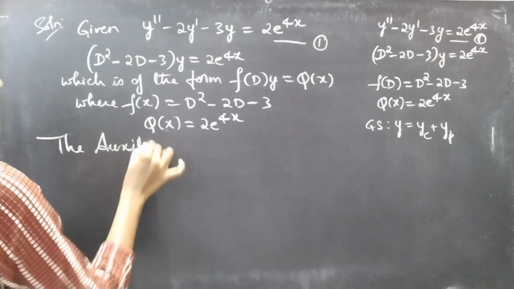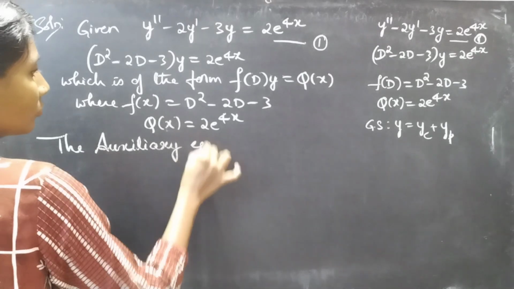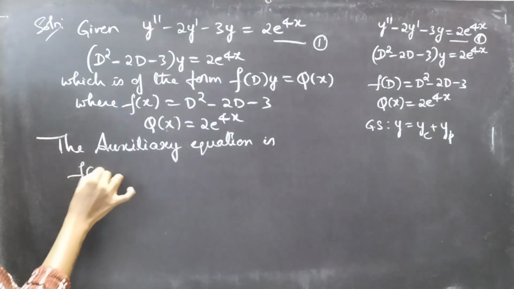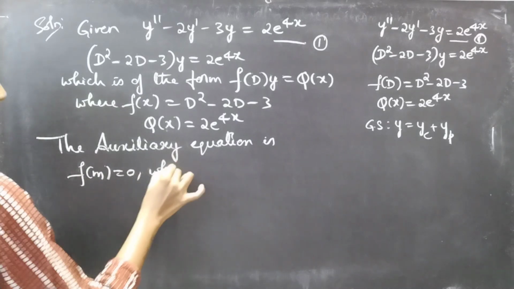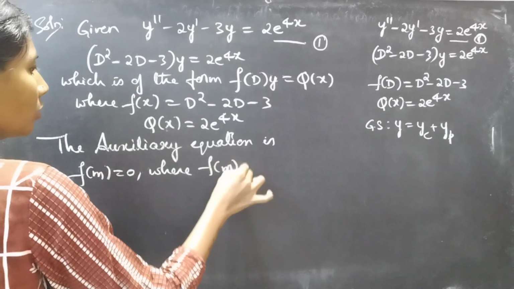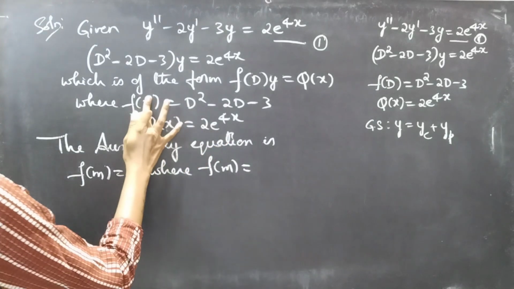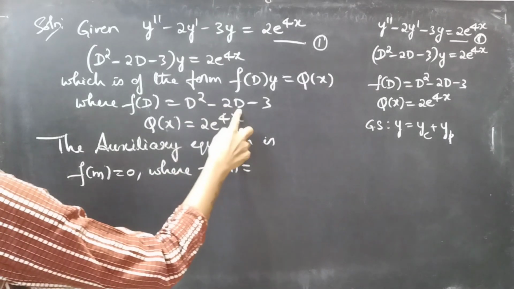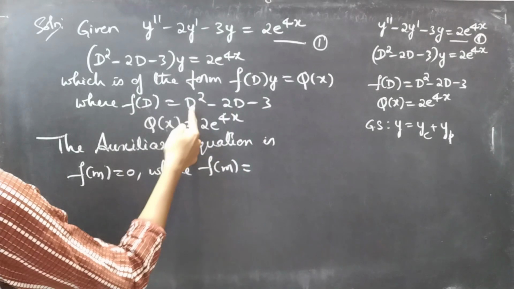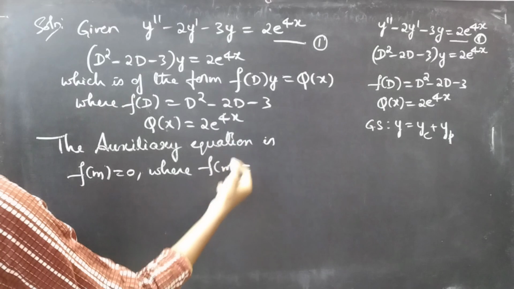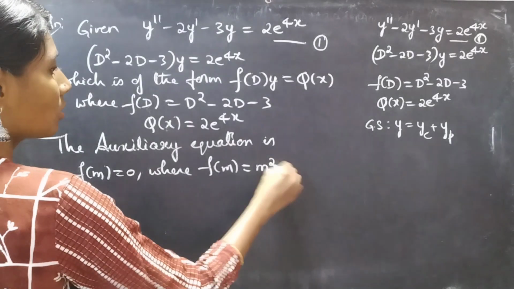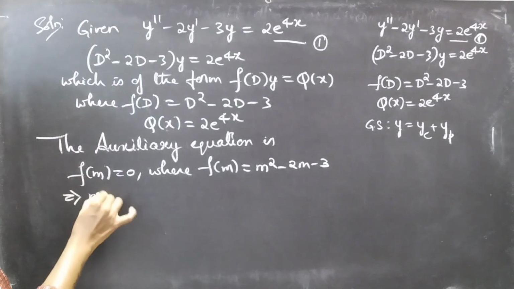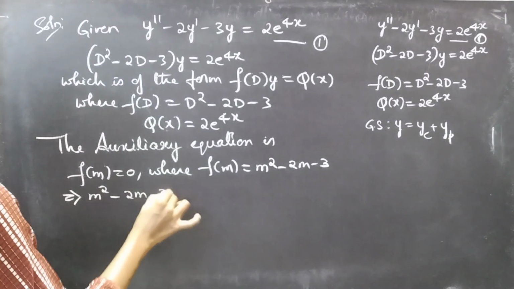The auxiliary equation is f of m equal to 0, where f of m equal to, we have f of D, it's f of D not f of x, I'm sorry. Here f of D is D square minus 2D minus 3. So let's replace the differential operator D by m. You'll get f of m equal to m square minus 2m minus 3. Then the auxiliary equation becomes m square minus 2m minus 3 equal to 0.